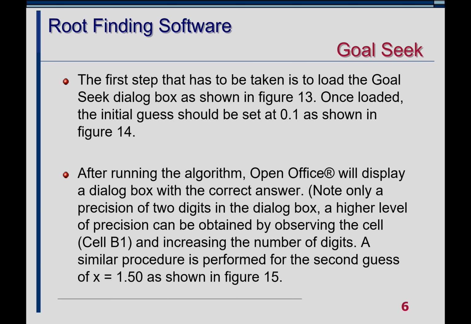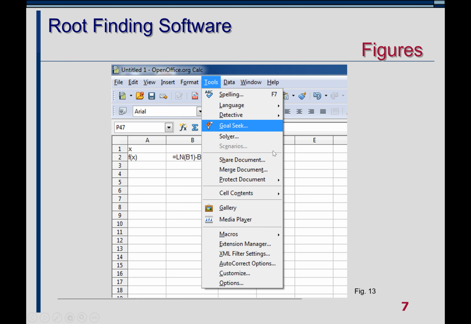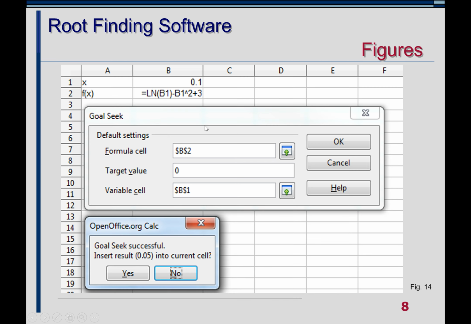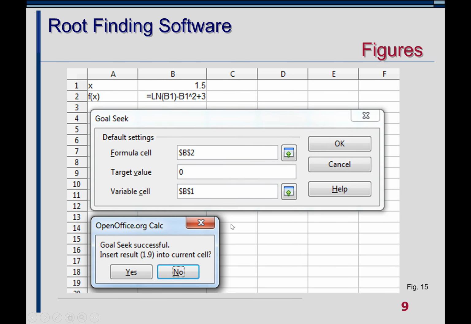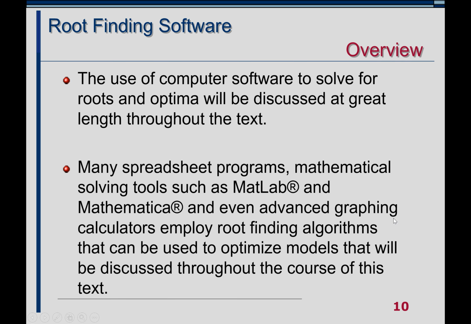So I just wanted to show you how to use spreadsheet software to actually solve this. And I go through here and I show you basically how you would do this in OpenOffice. You would also go to GoalSeek, and then you would set your formula cell, your target value, your variable cell, have a guess in, and hit OK, and it converged on 0.05 and 1.9. So that's how you would solve this using OpenOffice or LibreOffice. But like I said, we're going to be using Excel, and that's all there is to it.